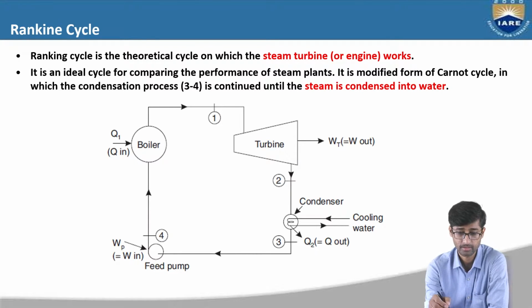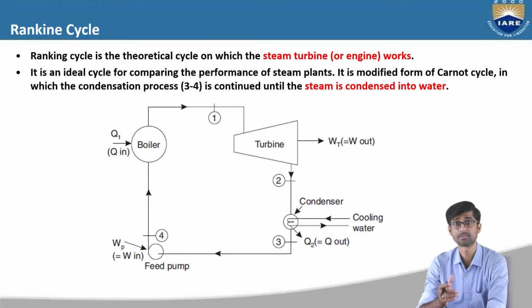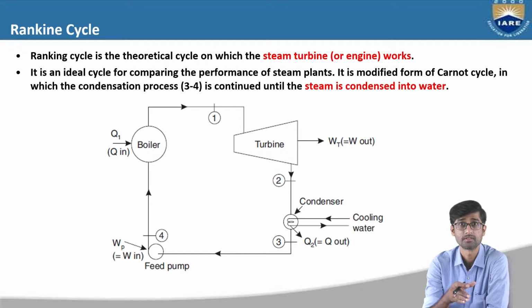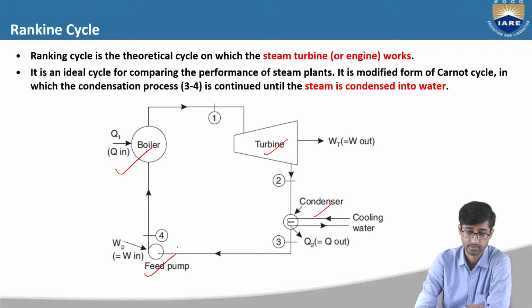Now, this is the boiler, turbine, condenser, pump. The steam produced from the boiler goes to the turbine, where it is expanded isentropically, that is, reversibly and adiabatically. After expansion, it goes to the condenser, where the condensation process takes place until it becomes saturated liquid. This saturated liquid goes back to the boiler using the feed pump. So these are the four processes: 1 to 2 is the turbine, 2 to 3 is the condenser, 3 to 4 is the feed pump, and 4 to 1 is the boiler.